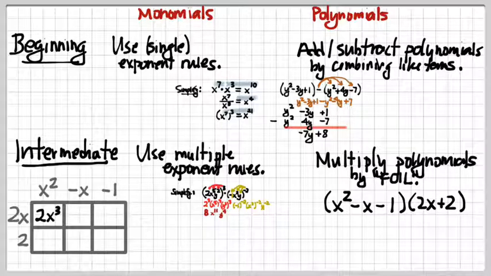2x to the third. Again, adding the exponents because we're multiplying the powers. Right? x to the 1 times x to the 2 gives me x to the 3. And so then I'll go in and fill the rest.